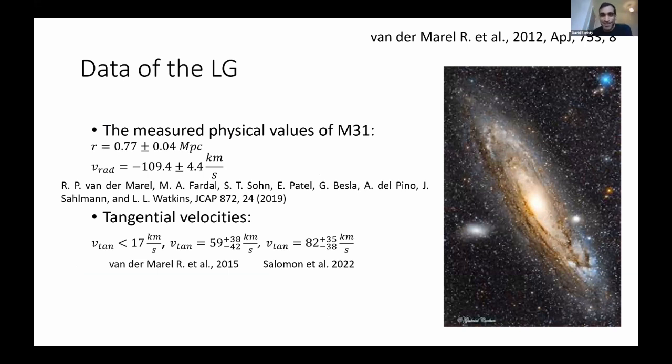This is the Andromeda galaxy here on the right-hand side. The scale of the Local Group is about 1 megaparsec. So very close, right? Usually when we go to type 1a supernovae, it's about 10,000 megaparsecs and more and more. So very close to us. And also the velocity is not that high.